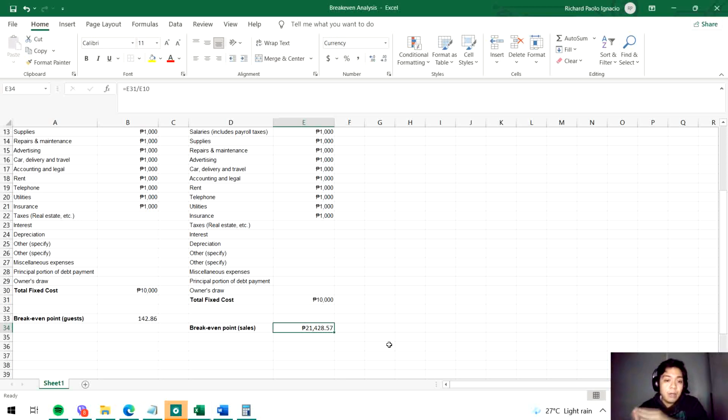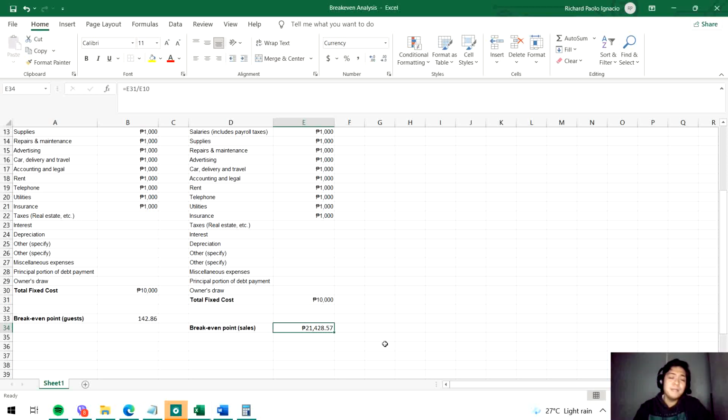Pag kikita tayo above 21,428, ibig sabihin lahat ng yon pasok na sa ating pera. Kita na natin yon. Pag mababa naman yon, pag bumaba tayo sa 21,428, ibig sabihin loss yon. Hindi tayo kumita. Mas gumastos pa tayo. So yun ang computation ng break-even natin.